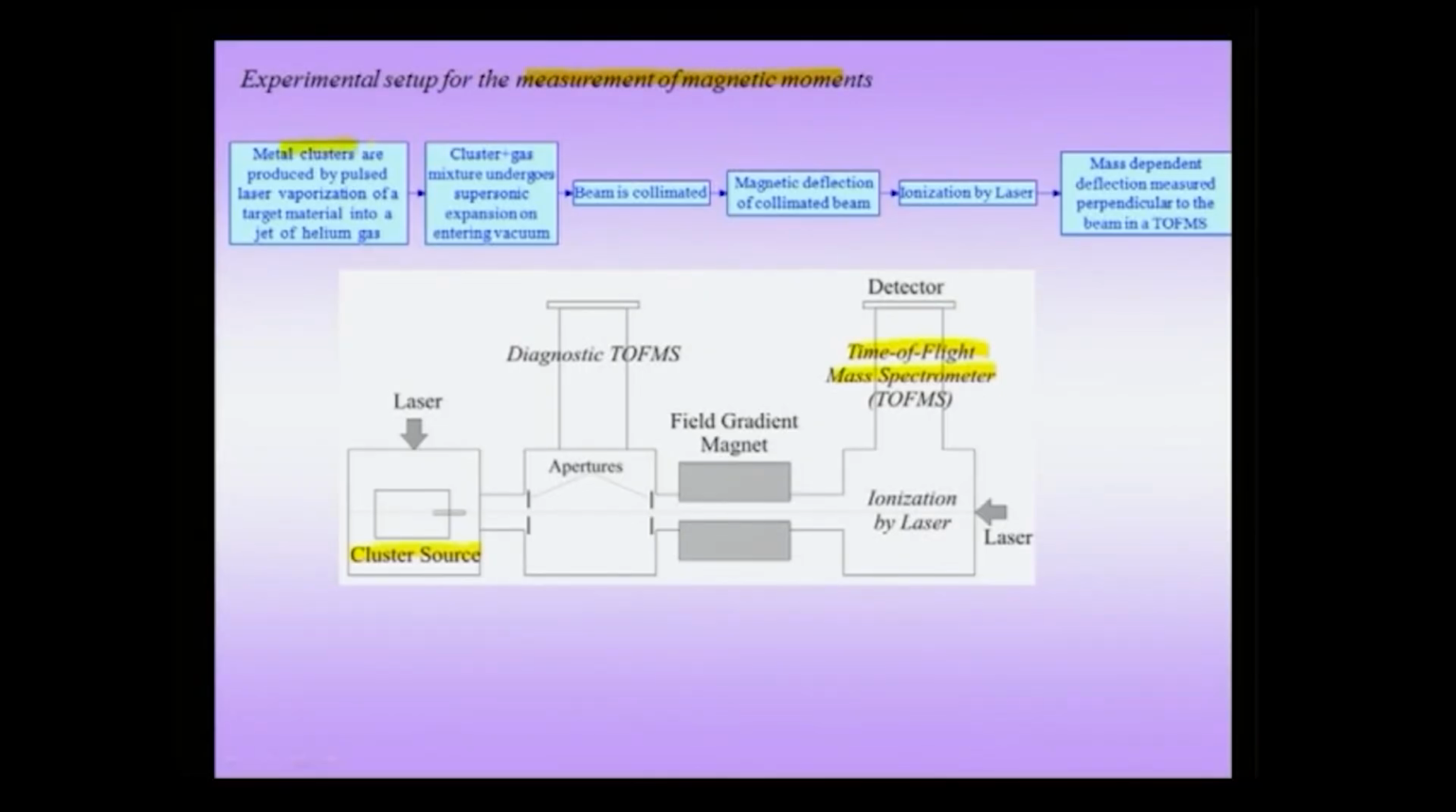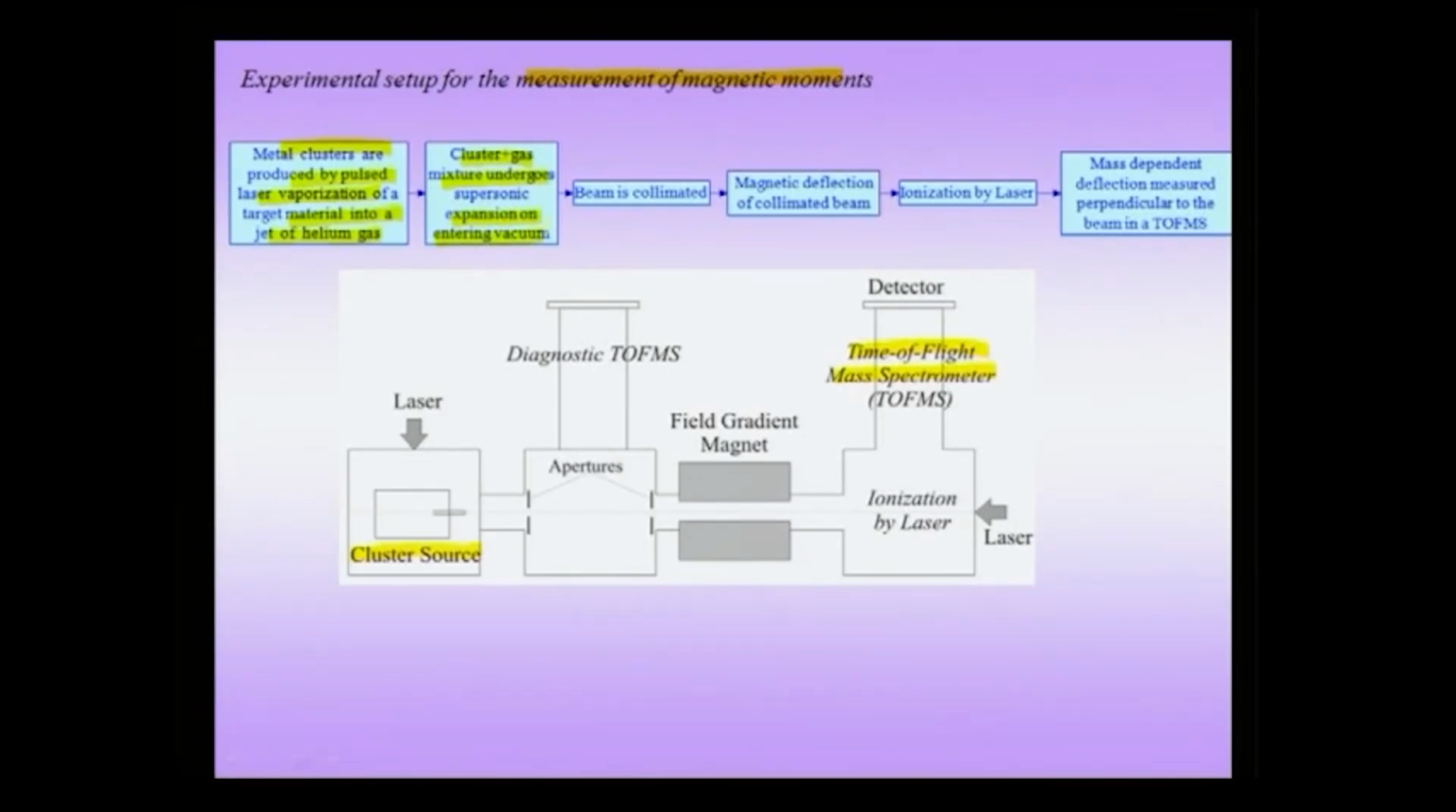First, metal clusters are produced by pulse vapor deposition. Of course, other techniques may also be used for the production of these metal clusters of a target material into a jet of helium gas. Of course, helium we know is inert and therefore will not react with the metal cluster vapor. The cluster gas mixture undergoes supersonic expansion on entering vacuum.